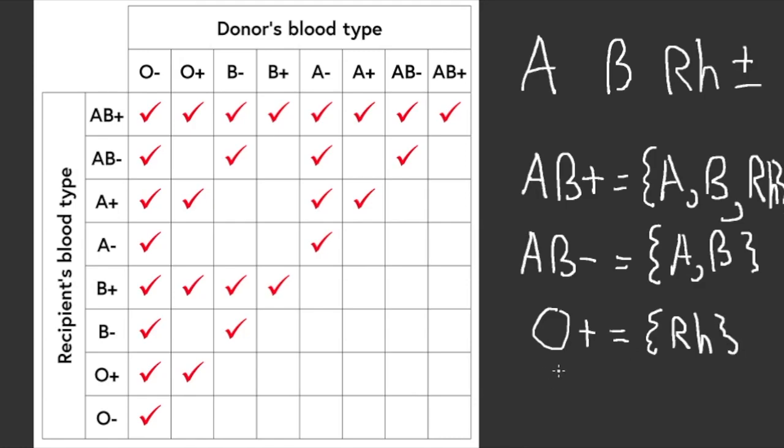And it's even possible to be O negative. And O negative means that you have none of these three substances in your blood. You don't have A, nor B, nor RH.